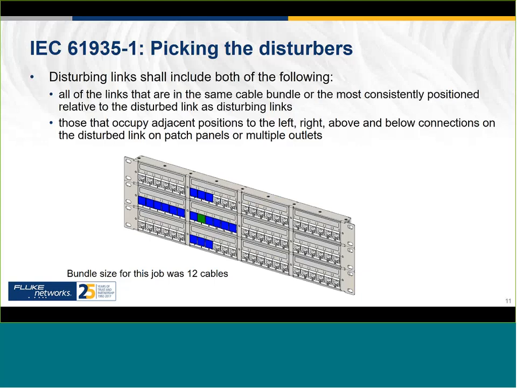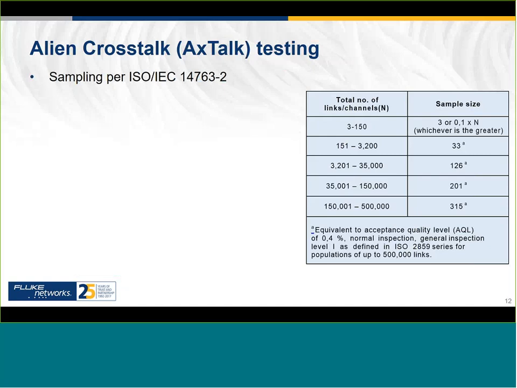Now what you will find if you're using the ISO approach is they also allow sampling, and that's why it says in the document, normative sampled. And the standard they quote for choosing the number of links is the quality document, which is ISO 14763-2.